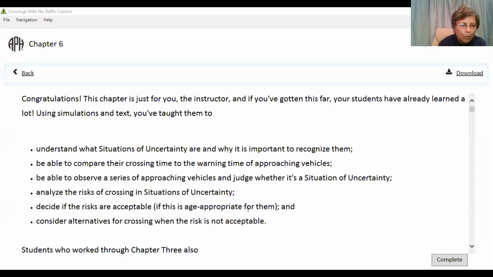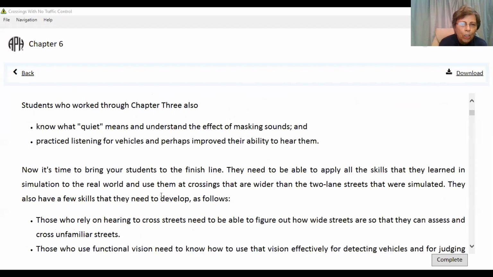And so Laura, if you could move that forward. Students who work through chapter 3 also learned what quiet means. They practice listening for vehicles and perhaps improve their ability to hear the vehicles. Now, it's time to bring your students to the finish line. They need to be able to apply all the skills that they learned in simulation to the real world and use them at crossings that are wider than the 2-lane straights that were simulated.